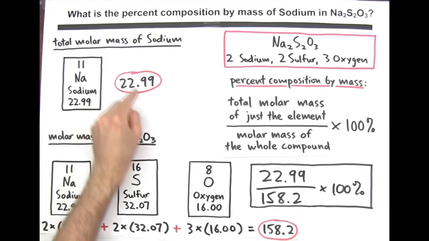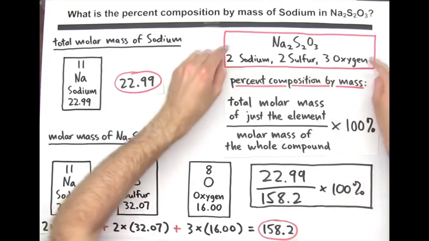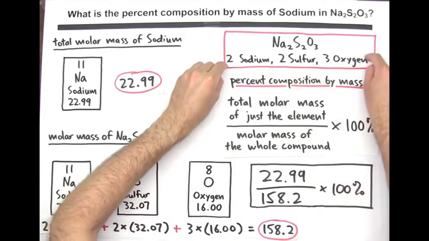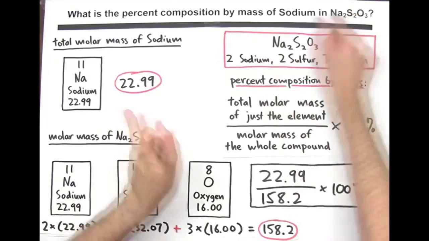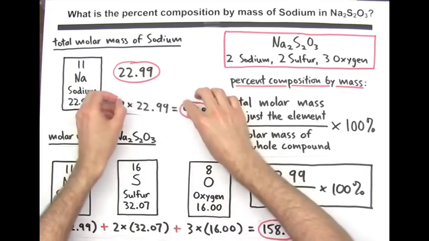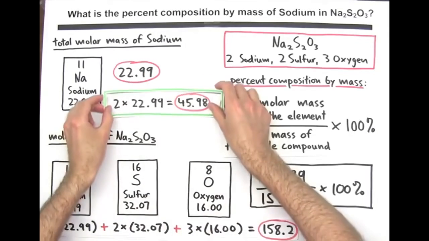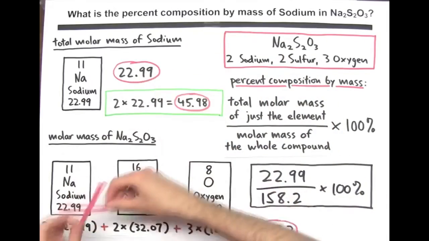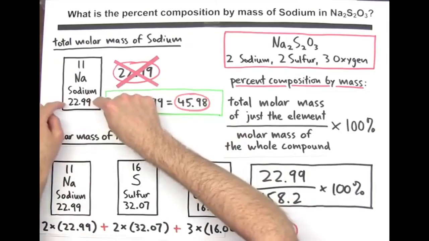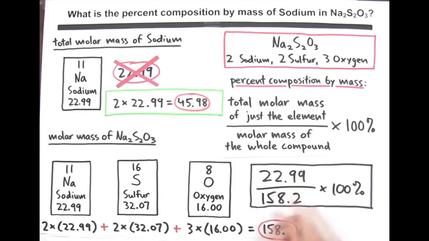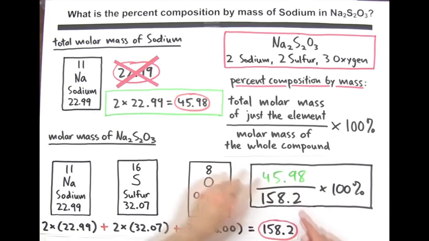This number, 22.99, is the molar mass of sodium, but it's not the total molar mass of sodium in this compound. This number here is the molar mass of one sodium, but as you can see from the chemical formula here, there are two sodiums in this compound. So to get the total molar mass of the sodium, we have to take this number and multiply it by 2. This is the correct way to do the calculation, taking into account the two sodiums in the formula. This is not the right way to do it, where you just take the number for sodium right off the periodic table. You have to account for the total molar mass of sodium. That also means that this number here, 22.99, should be replaced by 45.98.